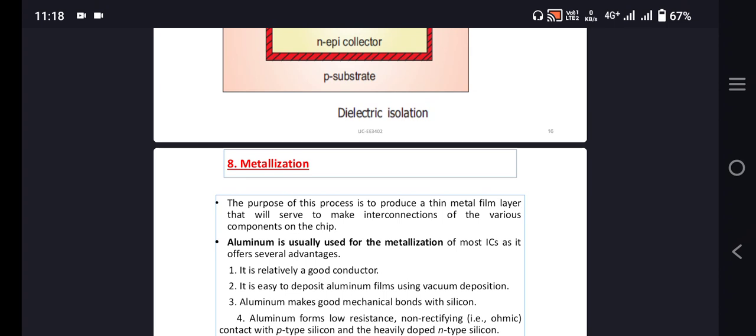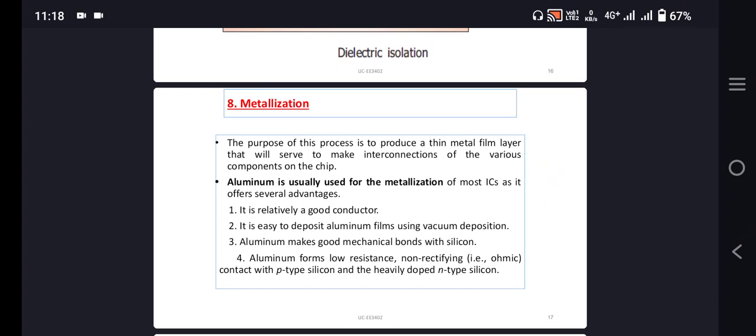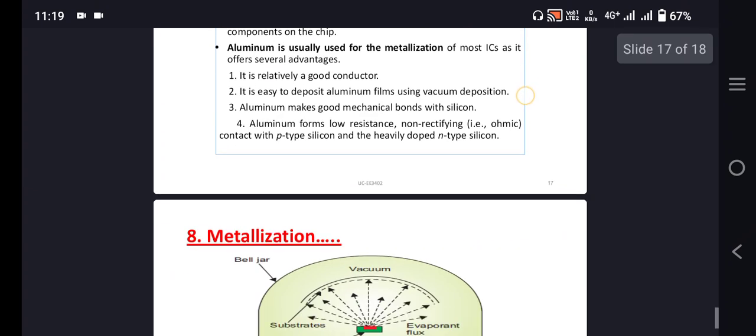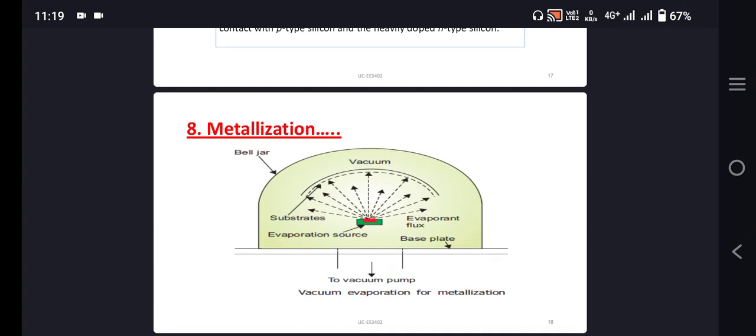Normally, aluminum is used for the metallization in most of the ICs. Why? Because aluminum has more advantages. It is a relatively good conductor, easy to deposit aluminum films using vacuum deposition. Aluminum makes good mechanical bond with silicon. Aluminum forms low resistance, non-rectifying contact with p-type silicon and the heavily doped n-type silicon. The process of metallization is represented in the diagram.